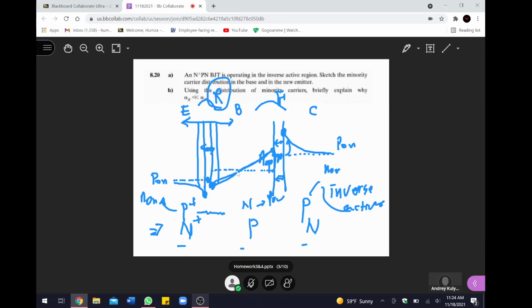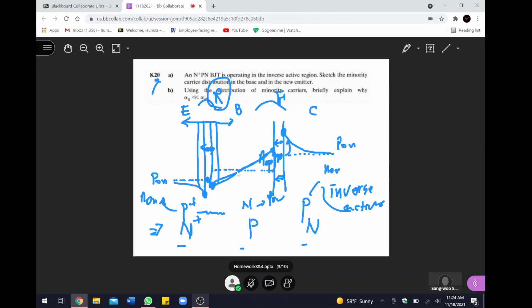Oh, they still have the same kind of distribution, only changed to the opposite charge. Yeah. Okay. So that is question A, the first one.